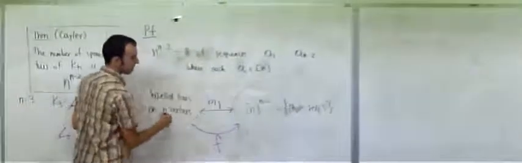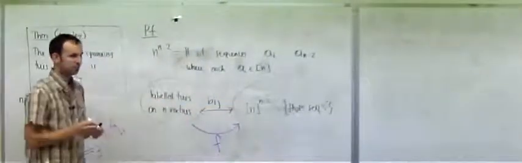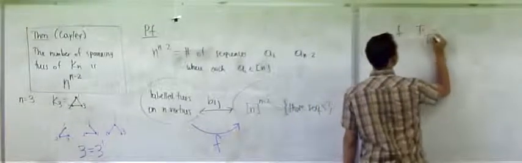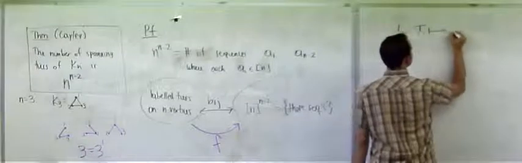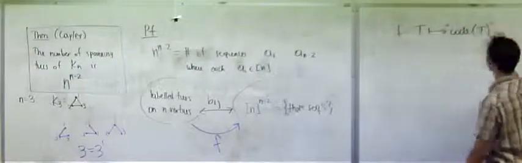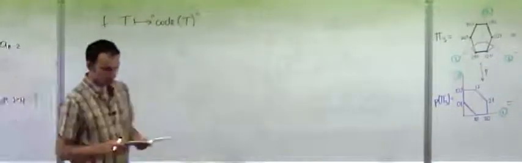So let me show you first a map F from a tree to a sequence. Okay, so F is going to take a tree and spit out something called the code of the tree. And it's going to be like this. I'll explain it to you, but at the same time I'll do an example.